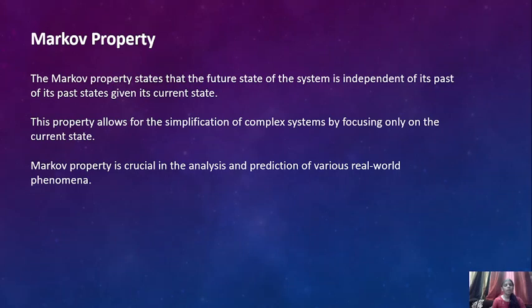Markov property. The Markov property states the future state of the system is independent of its past states, given its current state. This property allows for the simplification of complex systems by focusing only on the current state. Markov property is crucial in the analysis and prediction of various real-world phenomena.